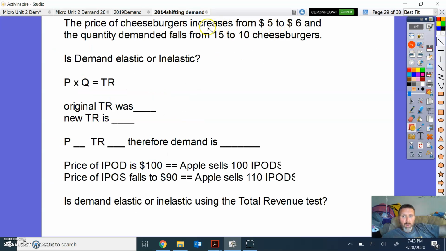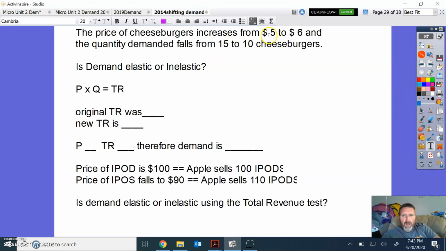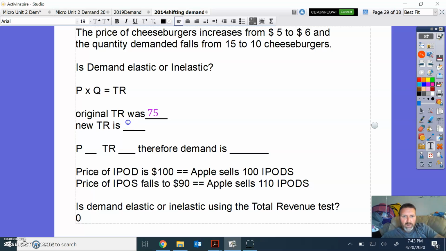Okay, so here we go. Price of cheeseburgers is 5. Then it goes to 6. And quantity demanded falls from 15 to 10. Real quick, total revenue: 5 times 15 is 75. New total revenue, 6 times 10 is 60.